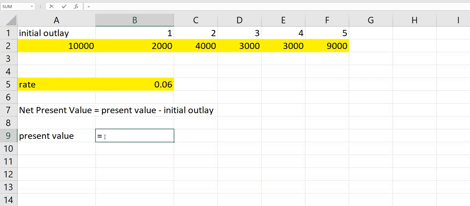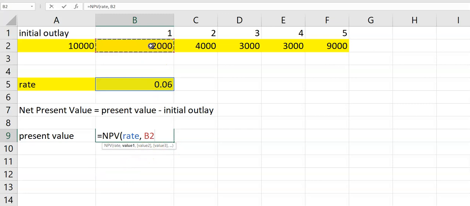The help is there's a function called net present value. And to use it, you'll notice we need the rate and the values. So we have to put in the rate. I name the cell. Always name the cell, right? And the values I can get just by sweeping it out. Here's where the problem lies.